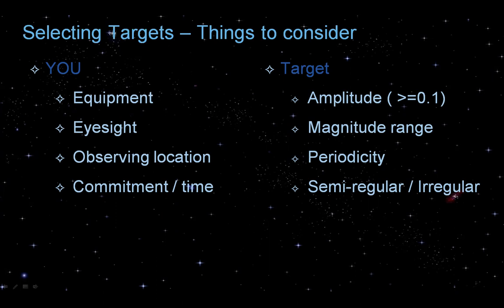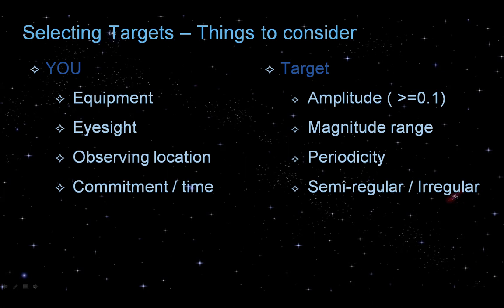Forget about the magnitude range of the star from its brightest to its dimmest. If you want to trace the star through its full light curve, make sure you and your equipment can see the star when it's at its dimmest, if that's important to you. And think about the period of the star. Some stars take hundreds of days to go from minimum to maximum brightness and then back again. So that's quite a commitment.